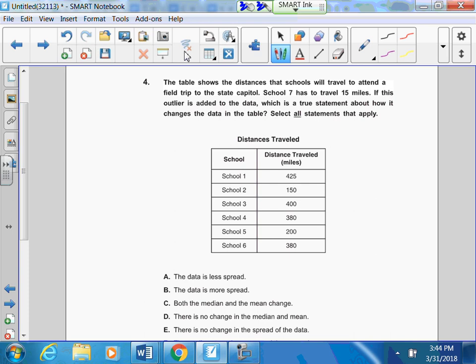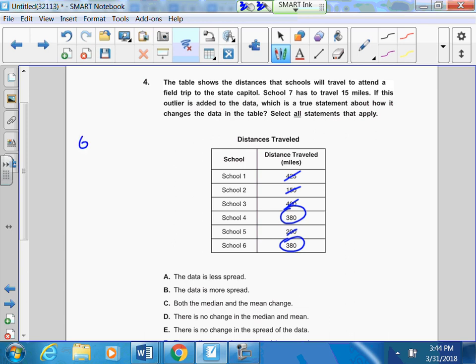So to find the median, we put the numbers in order. So we got 150, cross that one, that's the smallest number. The largest number is 425. And then the next smallest would be 200, cross that one out, cross out the next largest, 400. And these are the two numbers that are in the middle. If you get down to one number in the middle, then that's the median. If there's two, you have to add them together and divide by 2. You have to find the average. Well, 380 plus 380 divided by 2 is just 380.